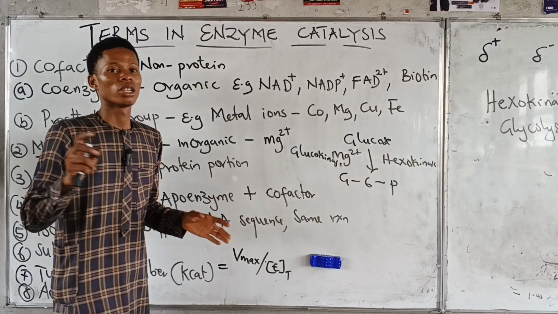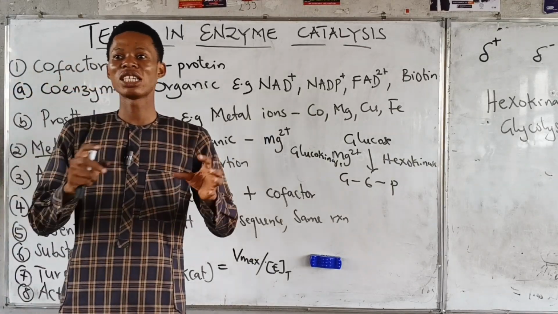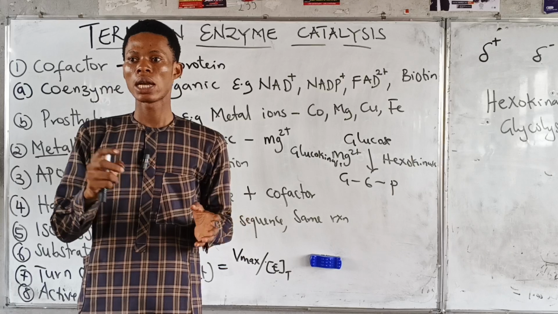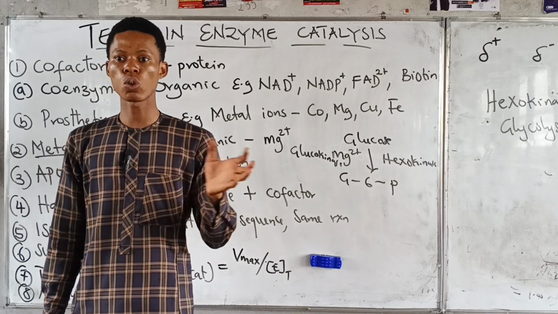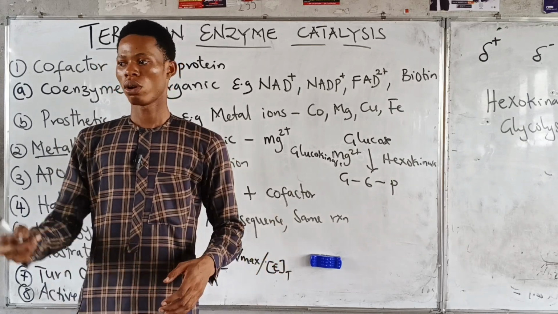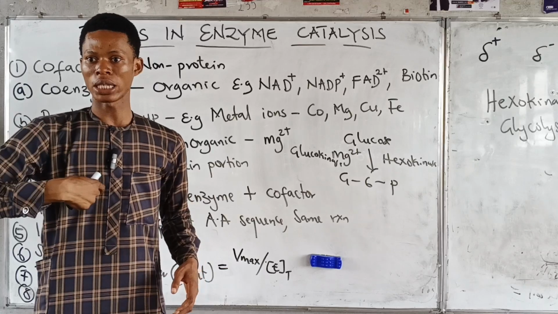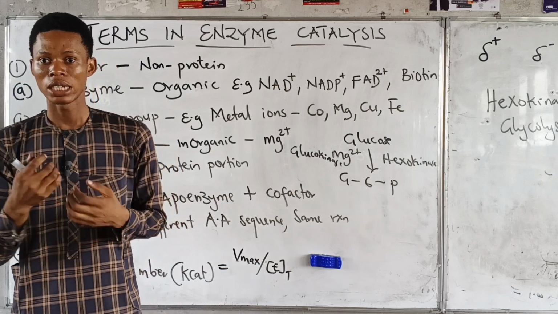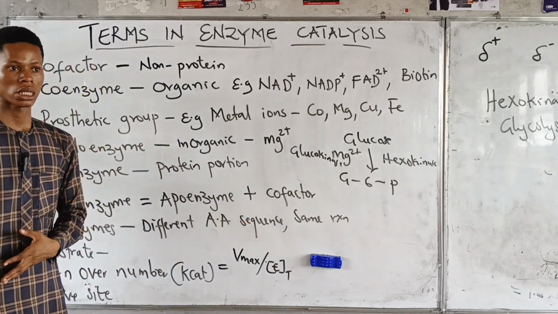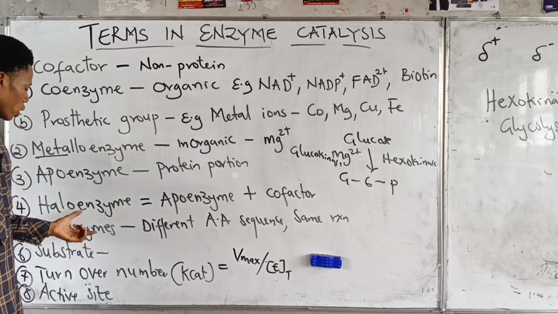Alright, so enzymes that have different amino acid sequence but catalyze the same reaction, they are called what? Isoenzyme. For example, our build-up is different, but if we are doing the same job, we are isoenzymes, right? Different amino acid sequence catalyzing the same reaction, isoenzyme.